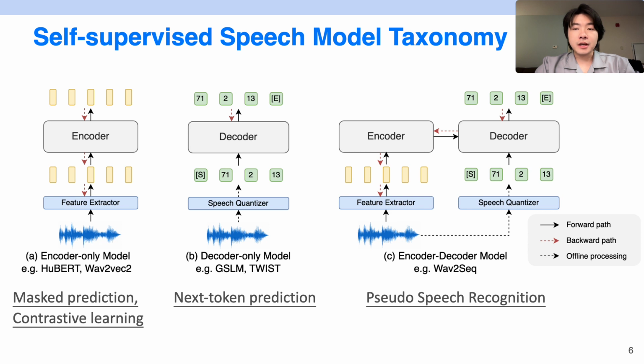This figure is a taxonomy of the recent self-supervised speech models. The first one is an encoder-only model. For example, HuBERT and wav2vec belong to this type. The speech is first fed into a feature extractor to get continuous features. In HuBERT, the feature extractor is a convolutional network. And these continuous features are then input into transformer encoder layers to model the context of the speech. During self-supervised learning, there will be some self-supervised objective like masked prediction loss or contrastive loss to let the model learn how to encode speech into some informative representations.